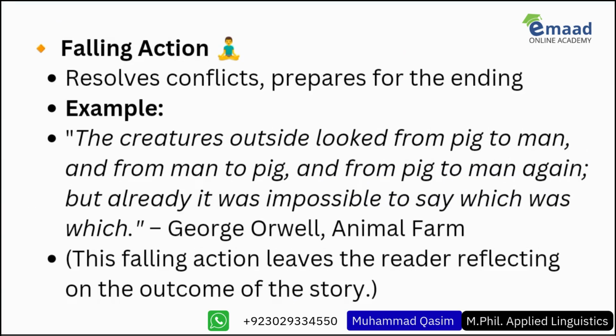Then there is the falling action. This key component of a story or narrative writing is the point that resolves conflicts and prepares for the ending. So it's a precedent for the ending. It's not the end, but something just before the end, where conflict is resolved. Here is a beautiful example from the short book-like story Animal Farm. So don't miss this story.